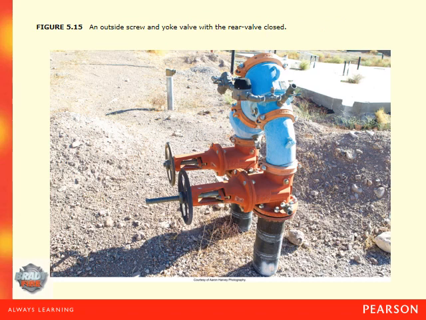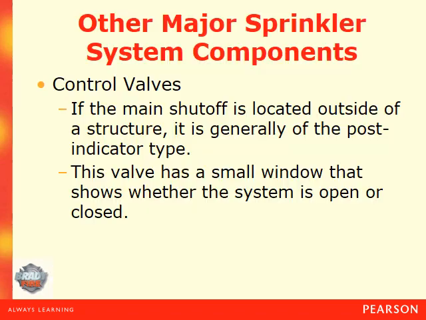Here is a picture of an outside screw and yoke valve with the rear valve closed. So this means it's closed, and this means it's open. As you can see here, you can see the threads indicating the valve is open. On this one, you can see no threads, so that indicates the valve is closed.